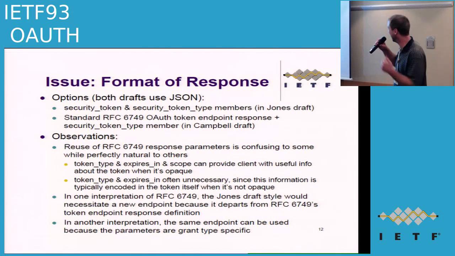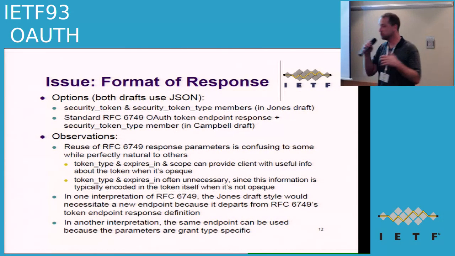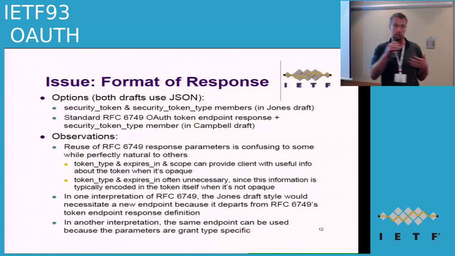So the Jones draft, they both return JSON. The Jones draft has two members, security token and security token type, both useful. And then my draft uses the standard RFC 6749 response from the token endpoint, and it adds an additional security token type member in it to convey information about the return token type.